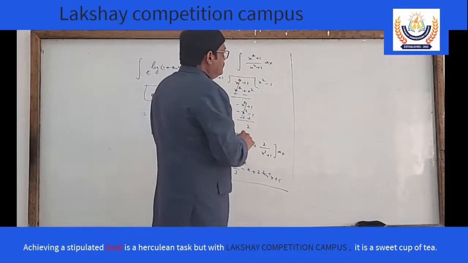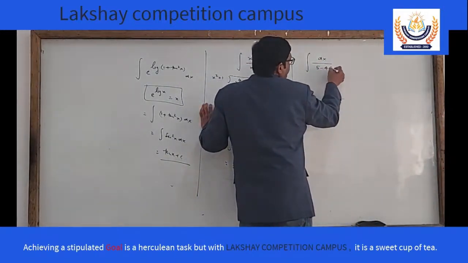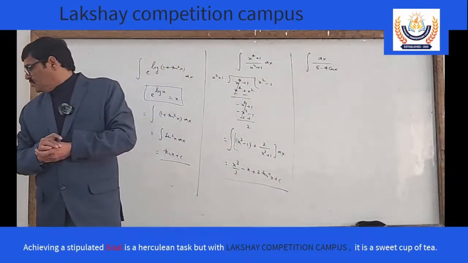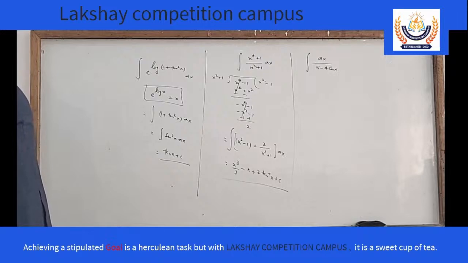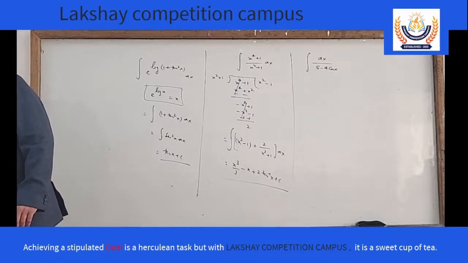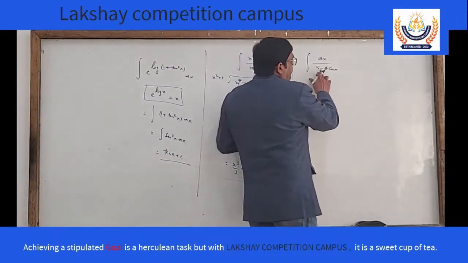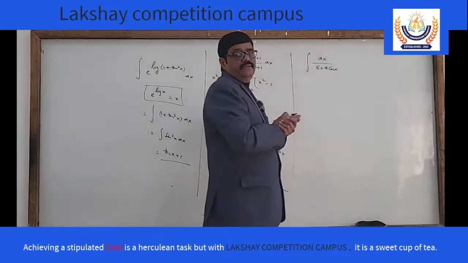Now here is a question. dx upon 5 minus 4 cos x. How can we solve it, students? 5 minus 4 cos x. What is the solution of it? Think about it. What is the solution of dx upon 5 minus 4 cos x? Either here you have minus, or you have plus, such problems are here. What is the integration?